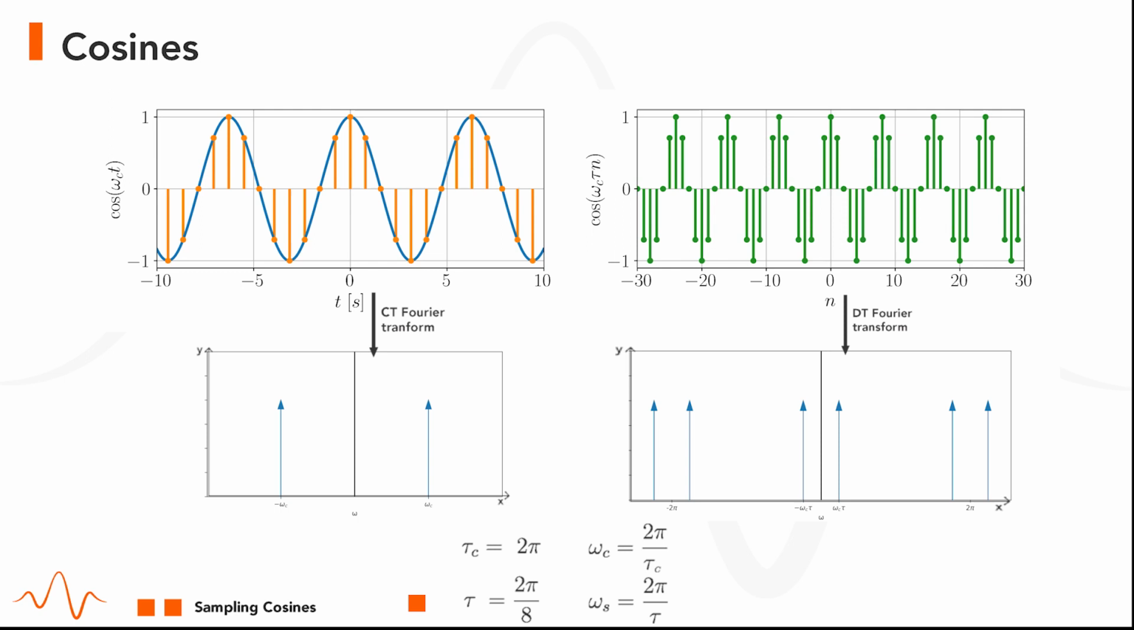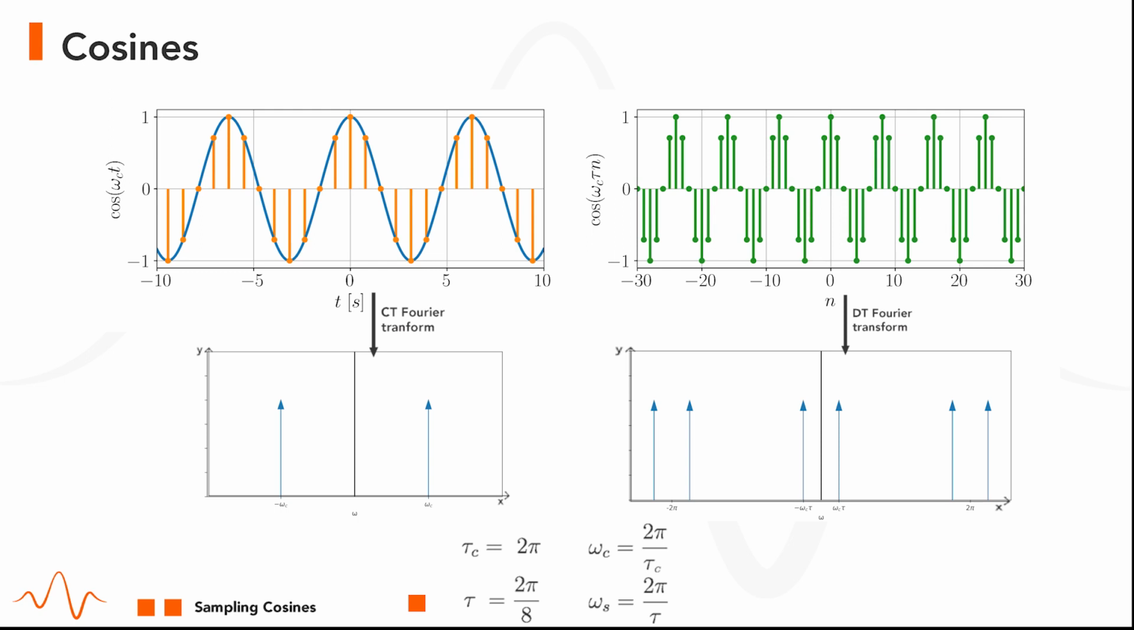For the discrete time signal on the right-hand side, if we take the discrete time Fourier transform, we get two Diracs centered at tau omega c and minus tau omega c, where tau is the sampling period. And this follows just from the fact that if we replace in cosine of omega c t the t by tau times k, we obtain cosine of omega c tau times k.